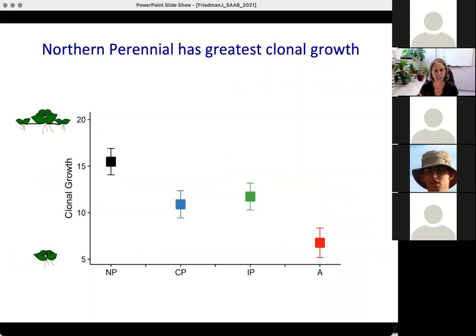So here are the phenotypic data for our different groups. I've really broken this down. All those 2,000 plants are broken down into 4 groups here. So this is our northern perennial parent, which is local, our coastal perennial, our inland perennial. So the first 3 here are all the perennials. And then on the far right here in red again is our local annual plant. So these are the parents, and we measured clonal growth in the field. And you can see, not surprisingly, the perennials had more clonal growth than the annuals, okay?